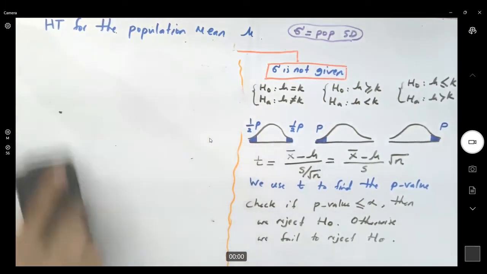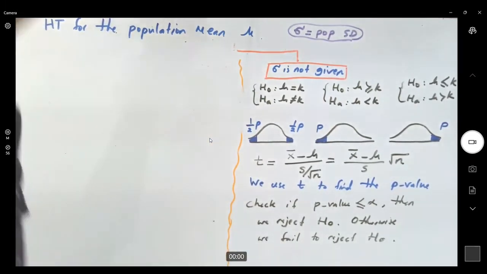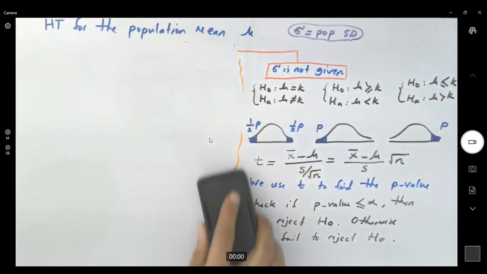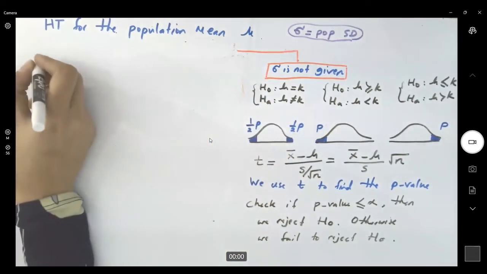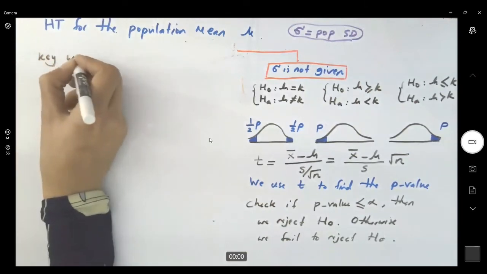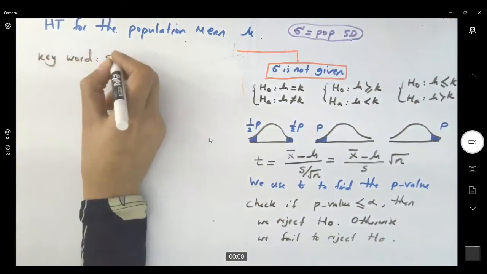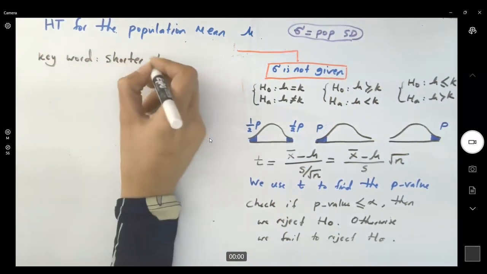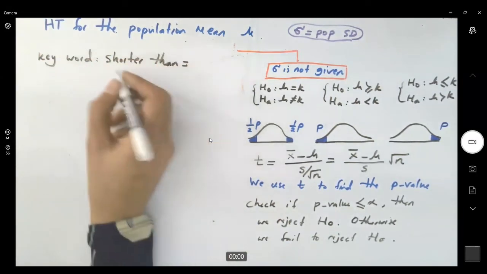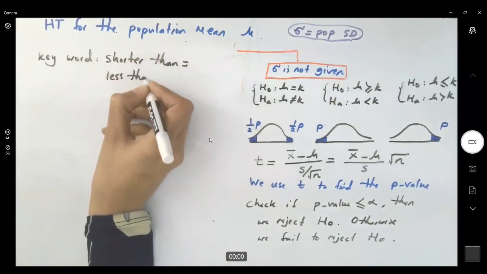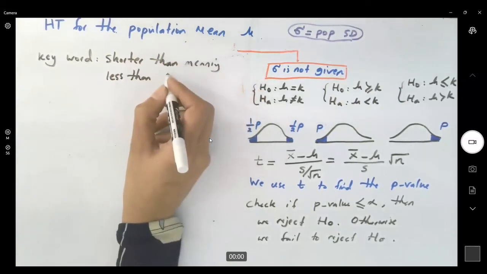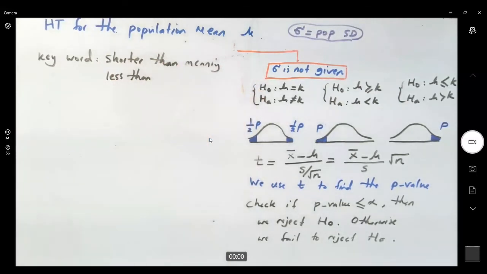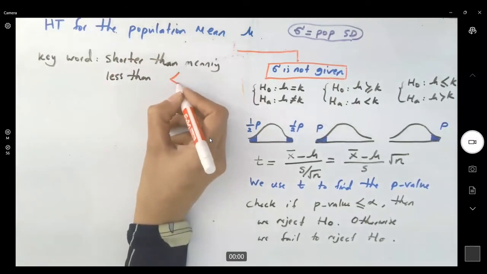Step by step, we're going to build each one of these and try to analyze the null and alternative hypothesis that we have. Very good. Remember that. Identify the keyword. The keyword is shorter than or less than. It means less than. The mathematical notation for less than, shorter than is this.